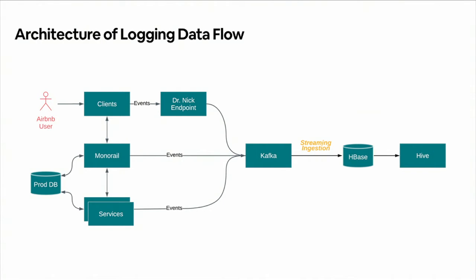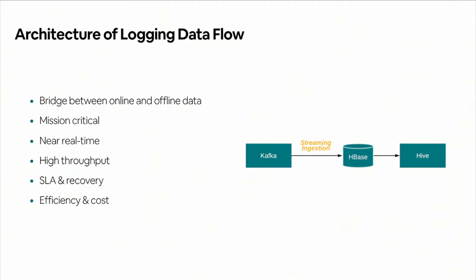This graph shows you the logging data flow, or the flow of logging events through Airbnb systems. It's not something unusual, I guess. The logging events are emitted from multiple places, like microservices, monorail, or different clients, and they are all published to Kafka. After Kafka, we have a pipeline called streaming ingestion, based on Spark streaming, that ingests all the Kafka topics to the data warehouse.